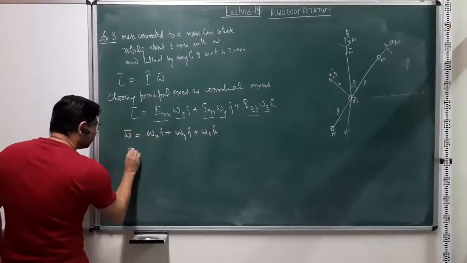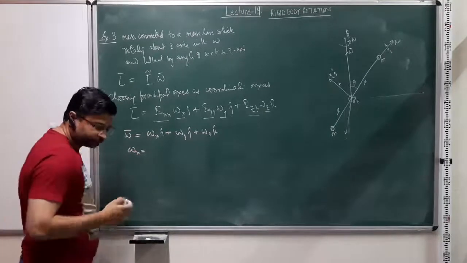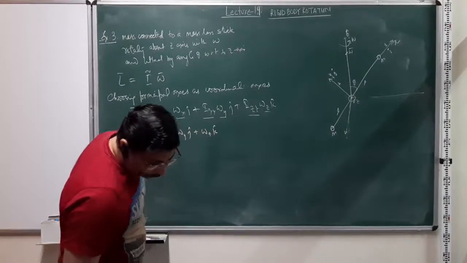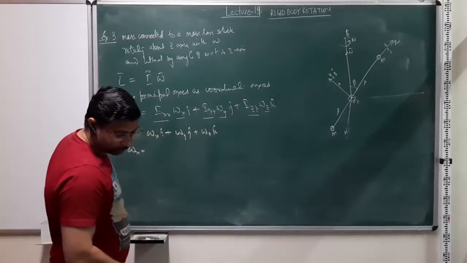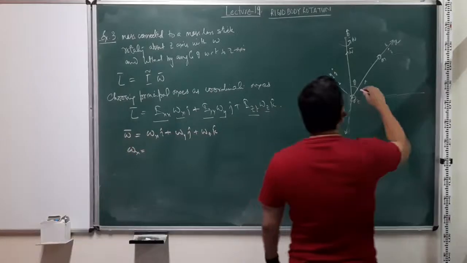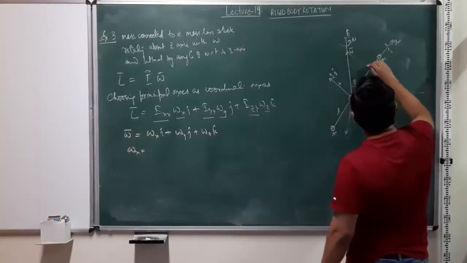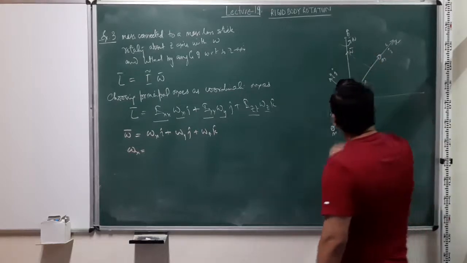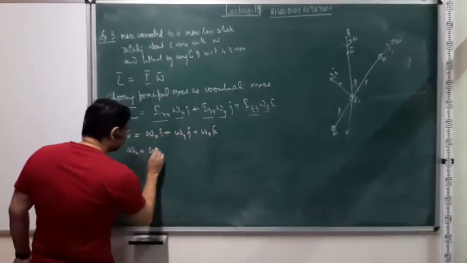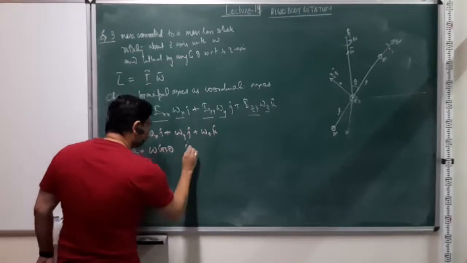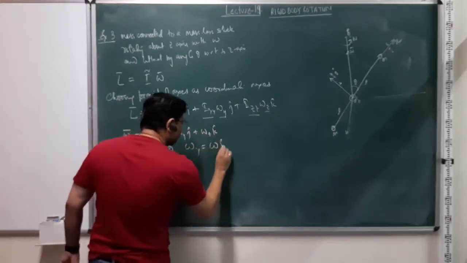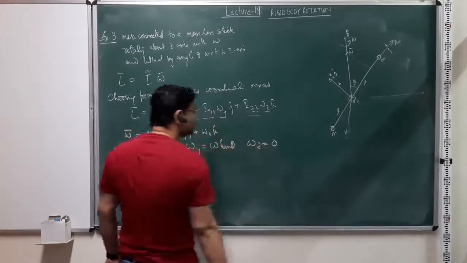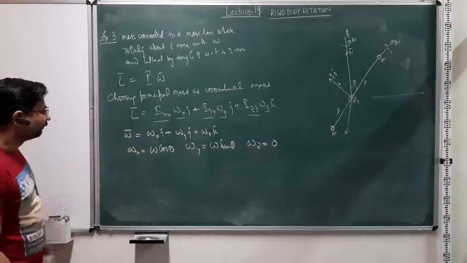And omega x is then, let me just check. Anyway, you can try to find out what omega x is here. So this is the angle. Then omega x will be omega cos theta, omega y is omega sin theta, and omega z is equal to 0. So this is my angular velocity.